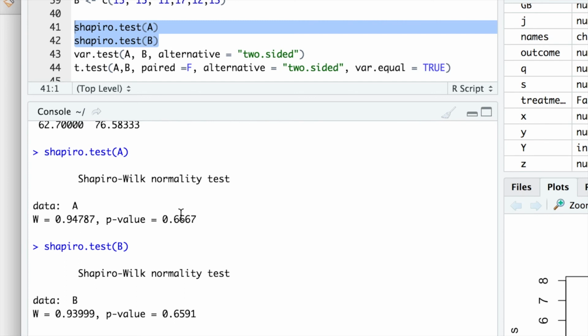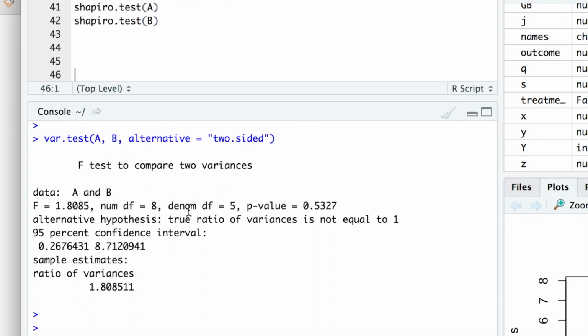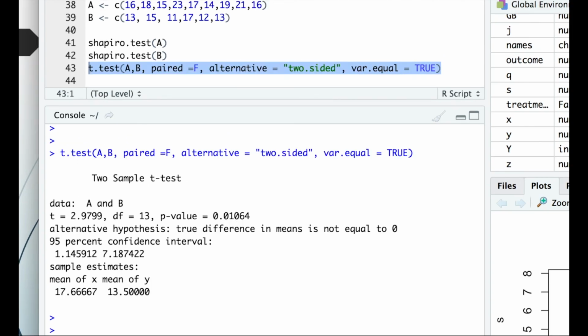Then we need to test the homogeneity of variance of variables A and B. So here we use the F-test. Choose the syntax and run it. So here is the result of the F-test. We also only need to pay attention to the p-value. It is larger than 0.05, so we can see variables A and B have equal variance, and then we can run the t-test. So we use this syntax to run the independent t-test. And we need to add this syntax: var.equal equals TRUE, because the variance is equal.